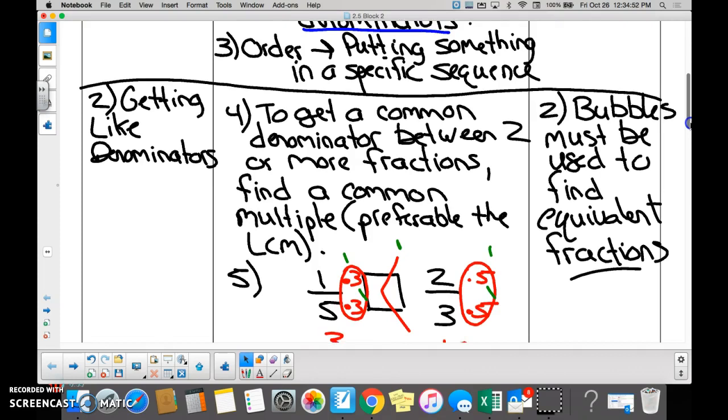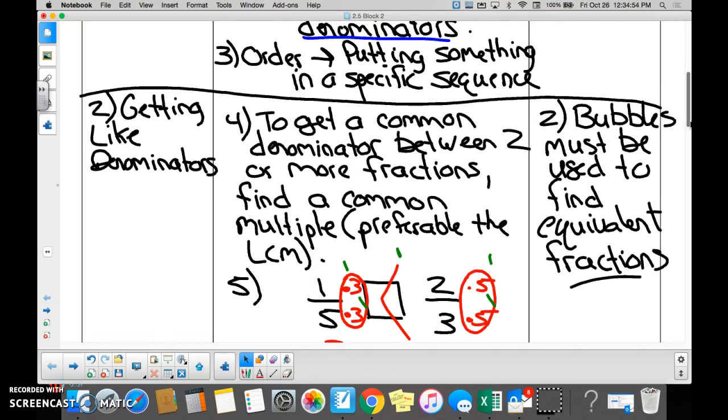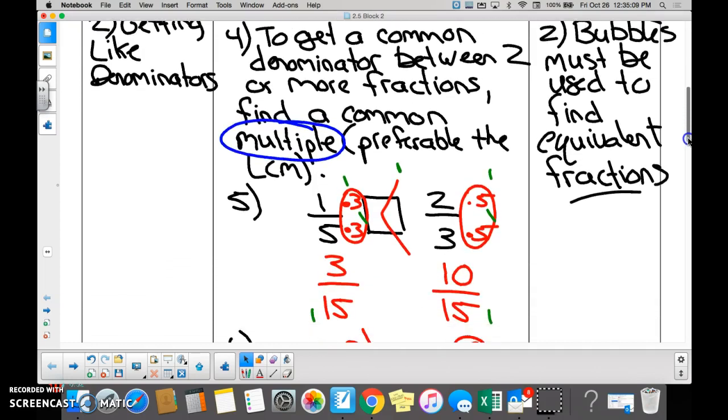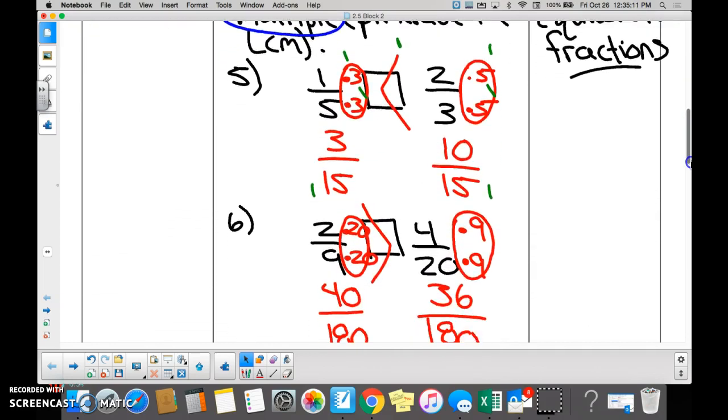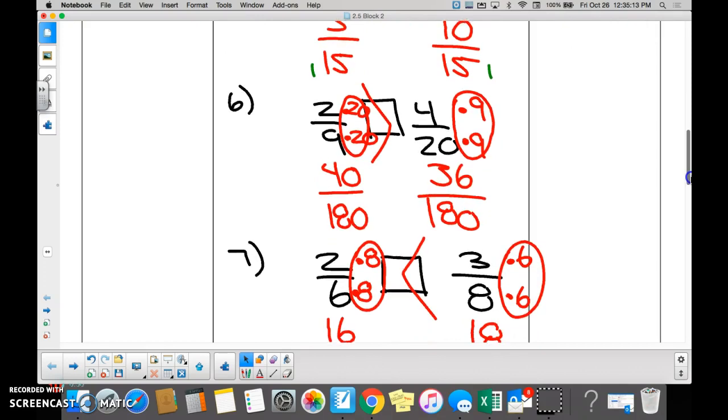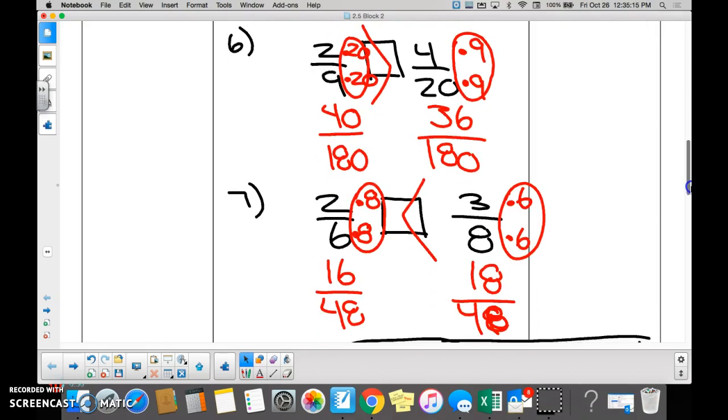All right, to find a common denominator between two or more fractions, you need to find a common multiple. Would it be fair to say that a common denominator is also a common multiple? Yes. A common denominator is a common multiple. So, bear with me for a moment. I'm actually going to skip down to number 7. 5, 6, and 7 are all similar. It's just a little easier to see.